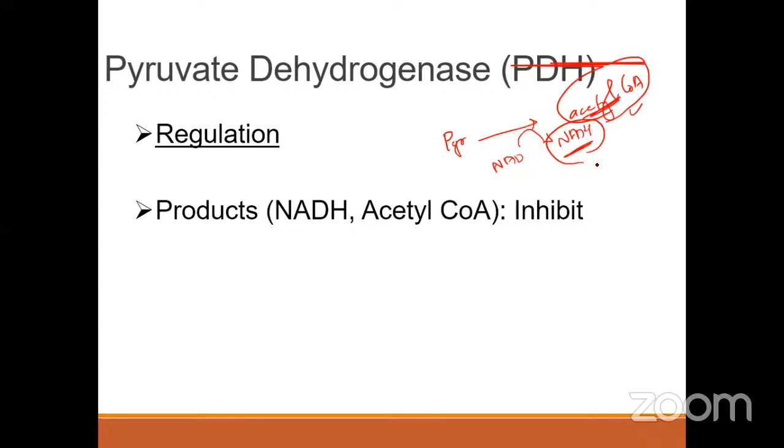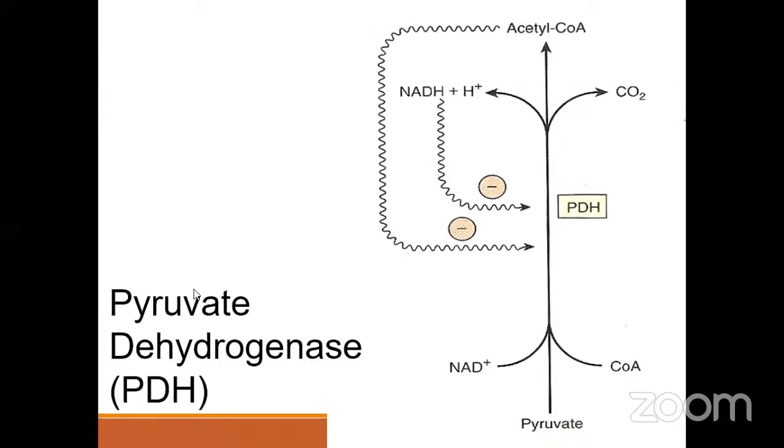The pyruvate dehydrogenase complex is inhibited by NADH and acetyl CoA. So pyruvate to acetyl CoA. Here you can see NADH. When NADH is present in excess, that will inhibit the enzyme. Likewise, the main product acetyl CoA, when it is present in excess, will inhibit the pyruvate dehydrogenase.